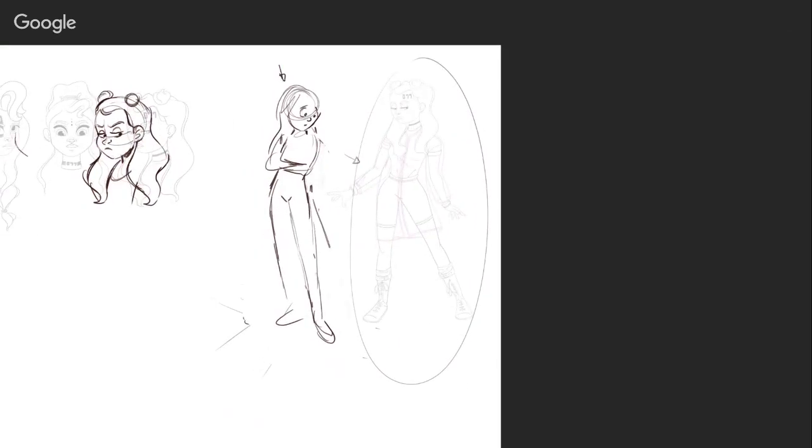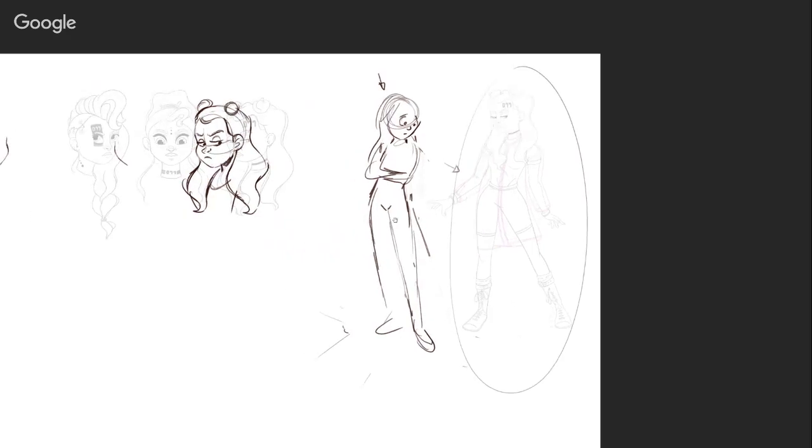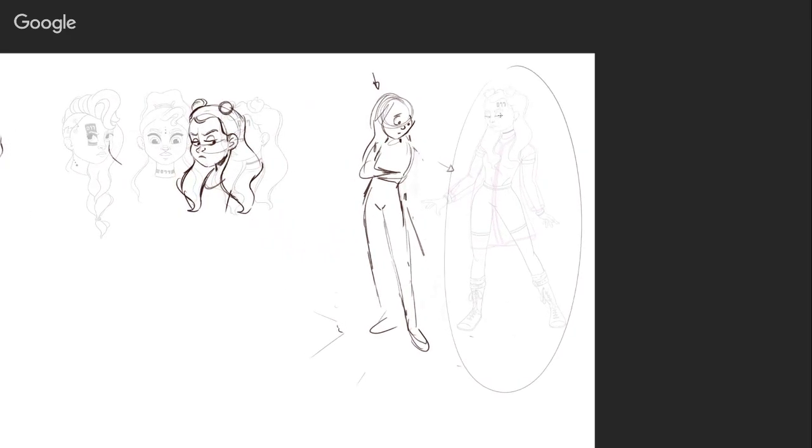So then maybe something like this would work a bit better, or maybe something else. But a good test is that if you make a drawing and then show it to someone and ask what kind of character they think it is, you will notice if you're on the right track or not.